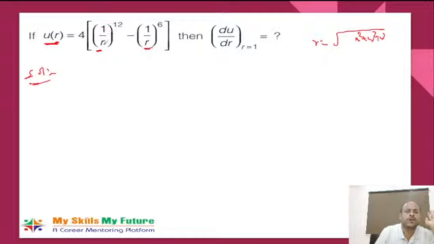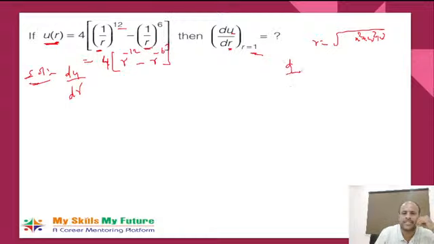4 into 1 by r power 12, minus 1 by r power 6. It is asking the derivative of u with respect to r at r is equal to 1. Okay, du by dr. What is u here? This one. First let me rewrite this. 4 into 1 by r power 12 is nothing but r inverse with power 12, so this becomes r power minus 12. Minus 1 by r is nothing but r inverse, power 6, so this becomes r power minus 6.